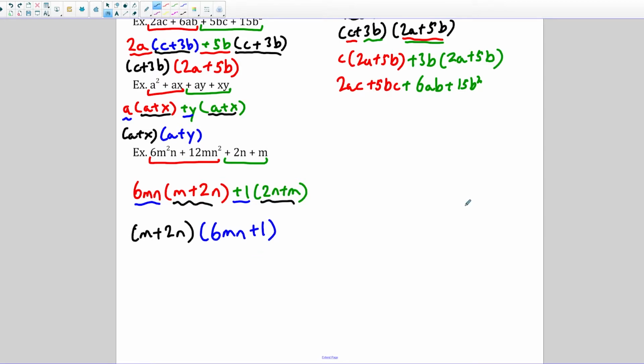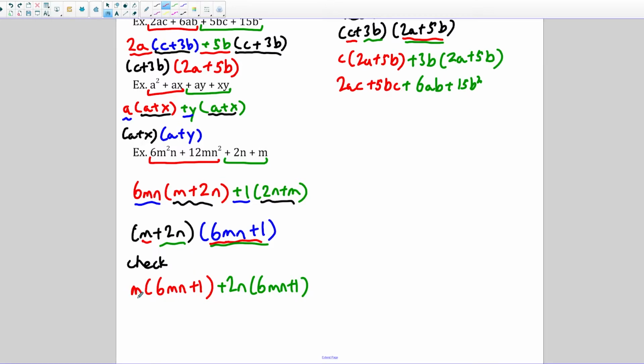So I want to address a common misconception and a mistake that I see fairly often: what's the importance of this plus 1 here? Why do I need that plus 1? Well, let's think about it this way. Let's check our work by using the distributive property to expand our two binomials here. So we're going to take the m times the 6mn plus 1, and then we're going to take the plus 2n times the entire 6mn plus 1. So we'll see what happens here.